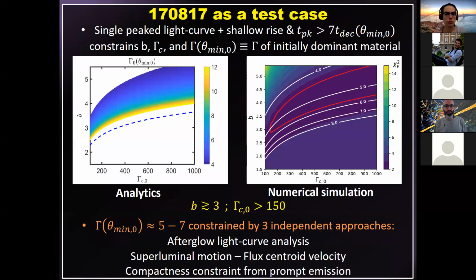So just to demonstrate how this can be useful, if we look at GW170817 as a test case, in that event we only saw one peak. We didn't see the second peak. This could be because the second peak was not there, or it could be that it was very faint or very early on that we just missed it. But this gives us some constraint on the parameter space, which you can see here: the time of the peak has to be at least 7 times larger than the time of the deceleration of the smallest viewing angle observable to us early on.